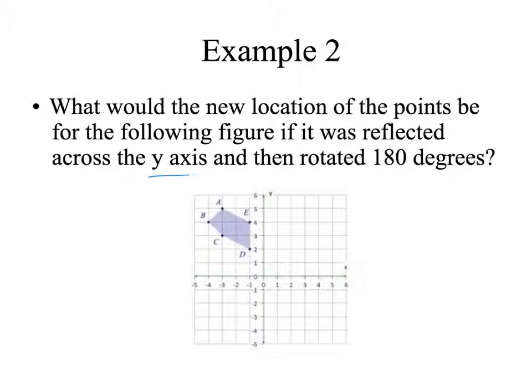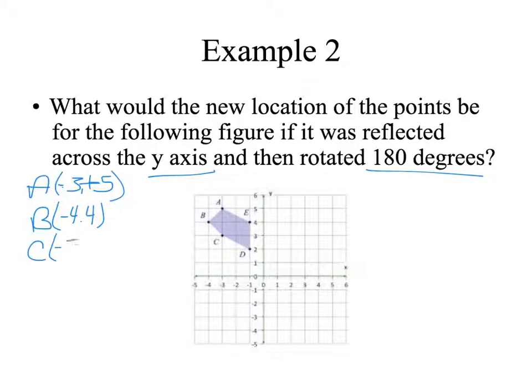Same thing here. This time we're reflecting it and then rotating it 180 degrees. You're going to want to take the points off the graph. So A is going to be at negative 3, 5. B is at negative 4, 4. C is at negative 3, 3. D is at negative 1, 2. And E is at negative 1, 4.